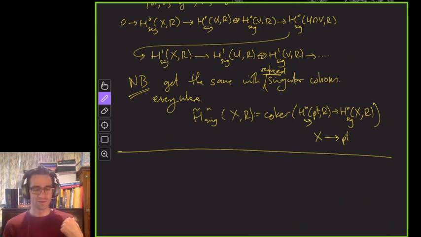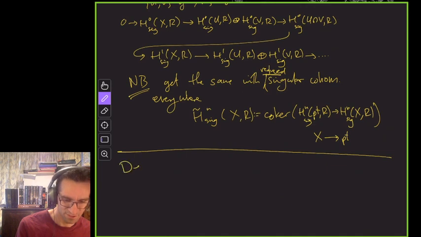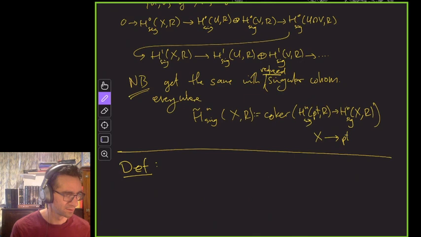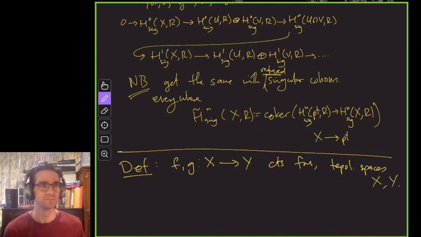I've got to give some more technical content. So I need some prep before I can give the black box theorem. So let's say f and g are continuous functions between topological spaces X and Y.